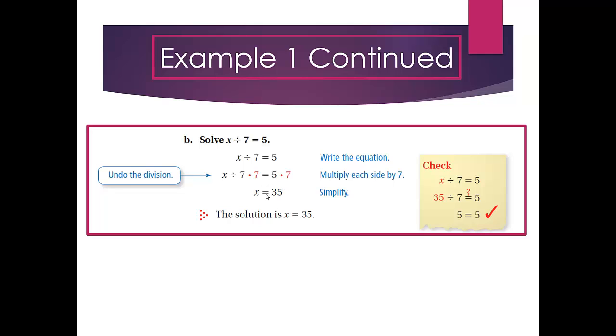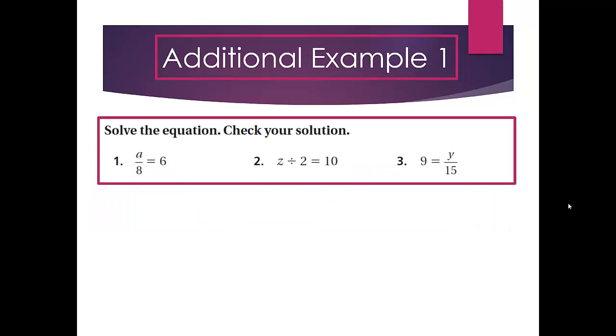If you take this and plug it in for x, you can see on the right-hand side we'll have 35 divided by 7 equals 5. And that is a true statement. Now we have an additional example. You can pause the video and try it on your own, or you may follow along.